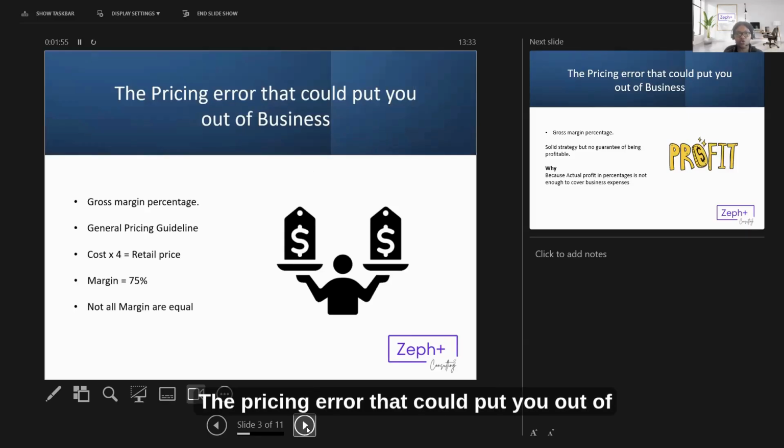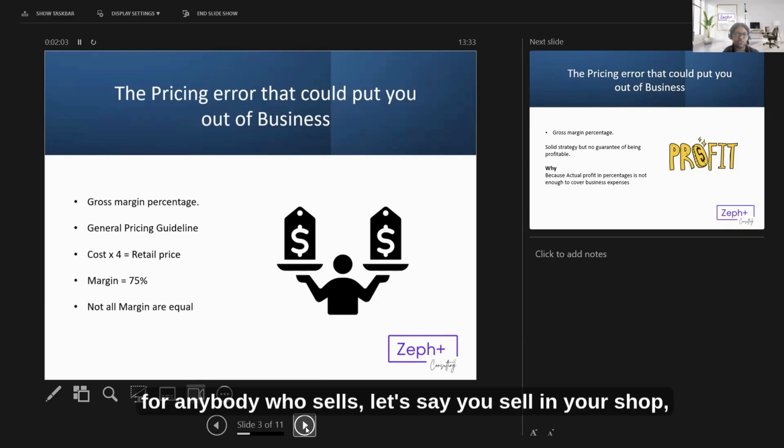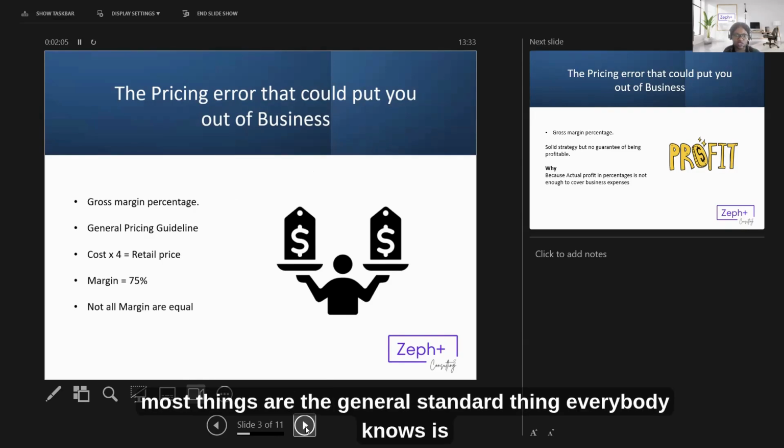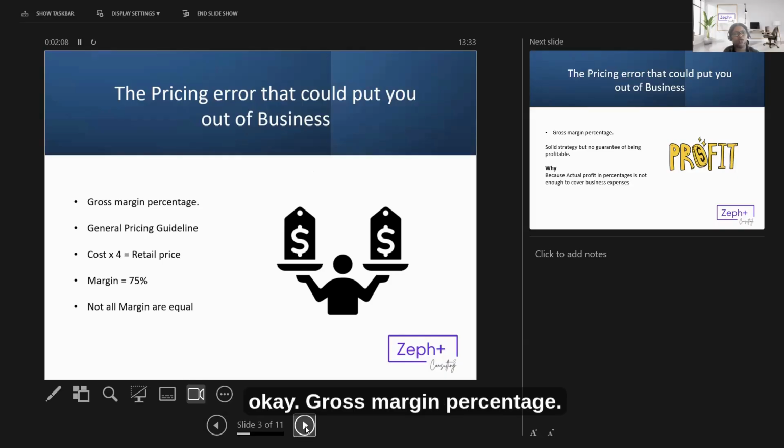Now, we are talking about pricing for profitability, and the pricing error that could put you out of business if you're not careful about it. For anybody who sells in a shop, the general standard thing everybody knows is gross margin percentage, a general pricing guideline. What that means is that you buy a product at a certain cost, and then you sell it at retail for cost price times 4, so that at the end of the day, your margin is 75%. That is the general acceptable standard.